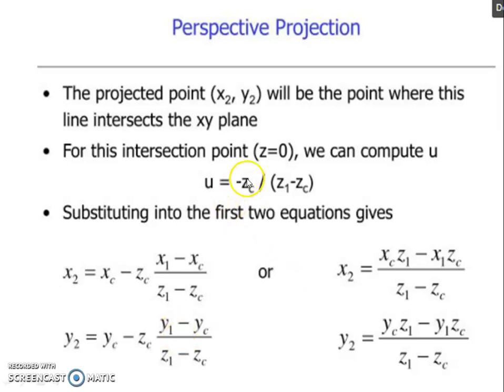For this intersection point, that is z = 0, we can compute u = -zc/(z1 - zc). Substituting this, we will get x2 = (xc - zc(x1 - xc))/(z1 - zc), and y2 = (yc - zc(y1 - yc))/(z1 - zc).